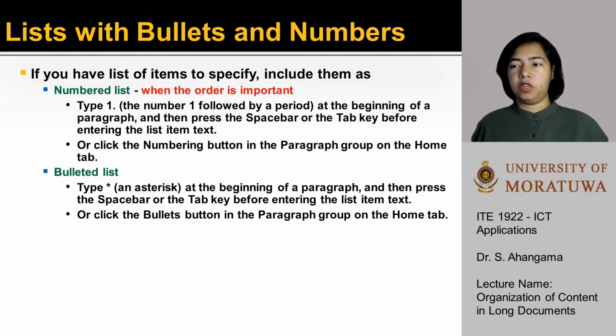The second option would be you type the list of items, then you select all of those items, then you can click the numbering button in the paragraph group on the Home tab.